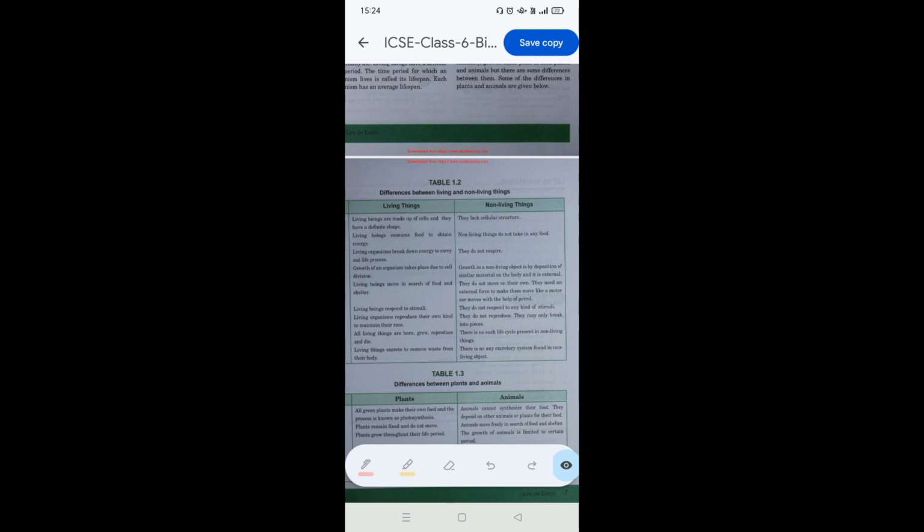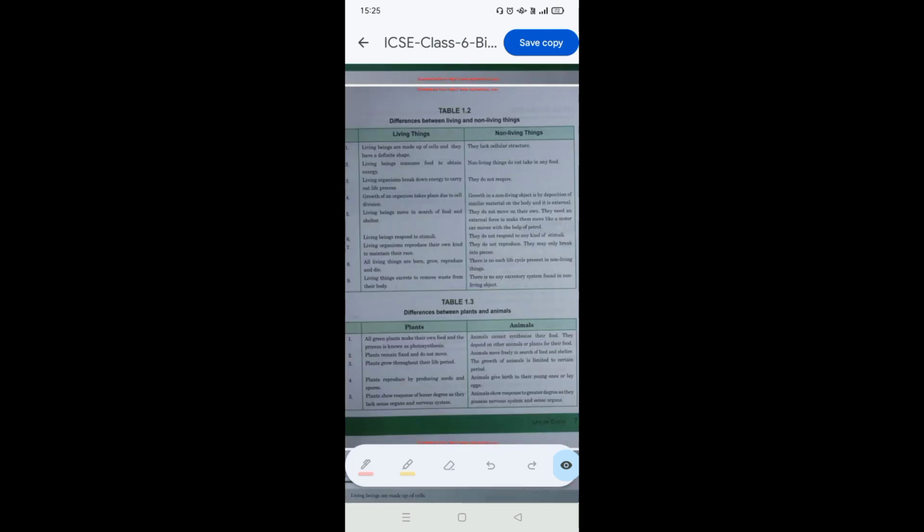Living things excrete to remove waste from their body, whereas there is no excretory system found in non living objects. So, there are totally 10 differences which make non living things and living things differ from each other.